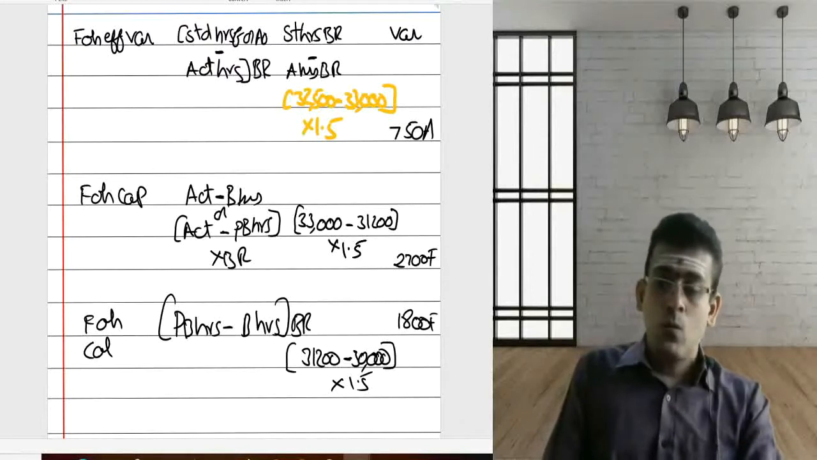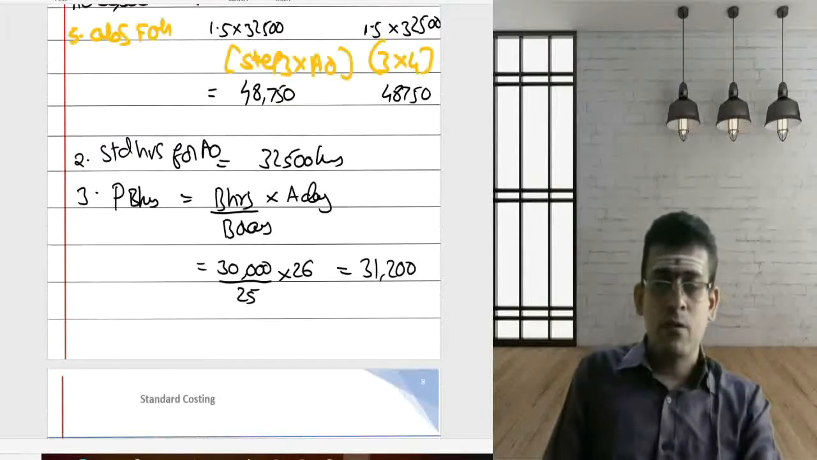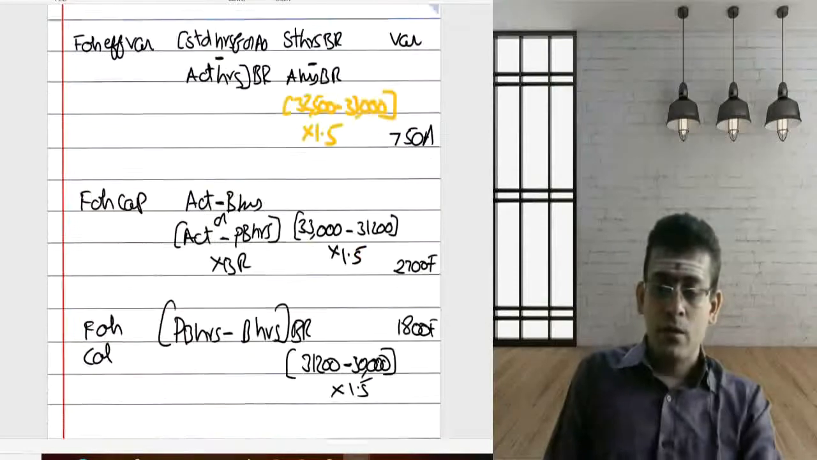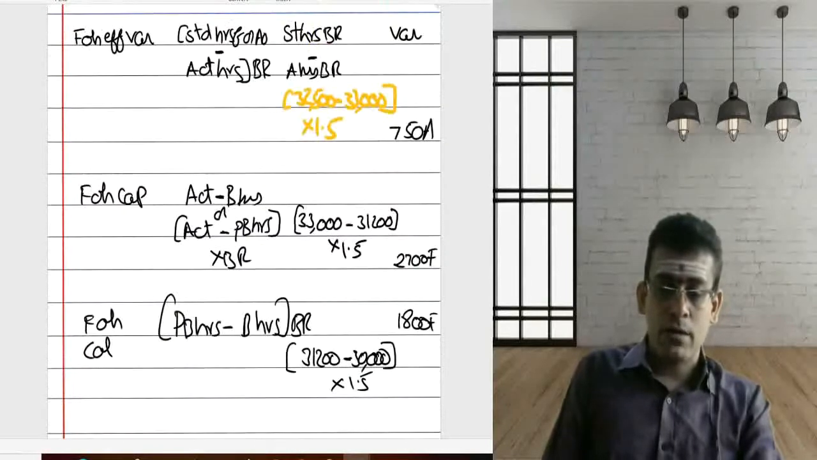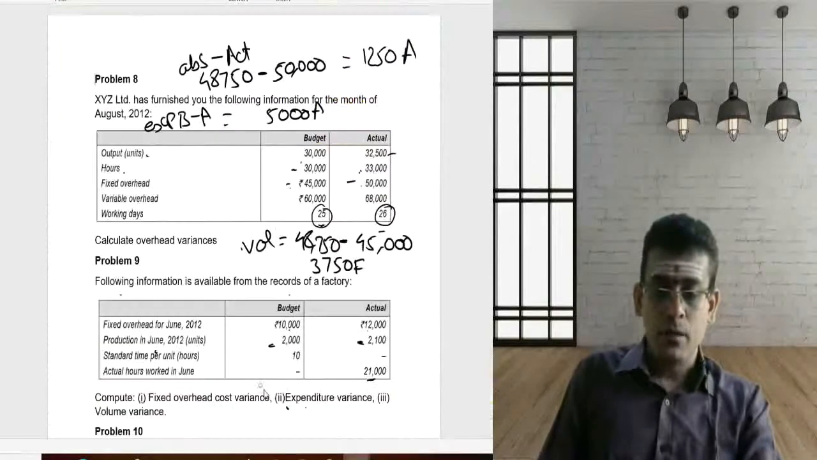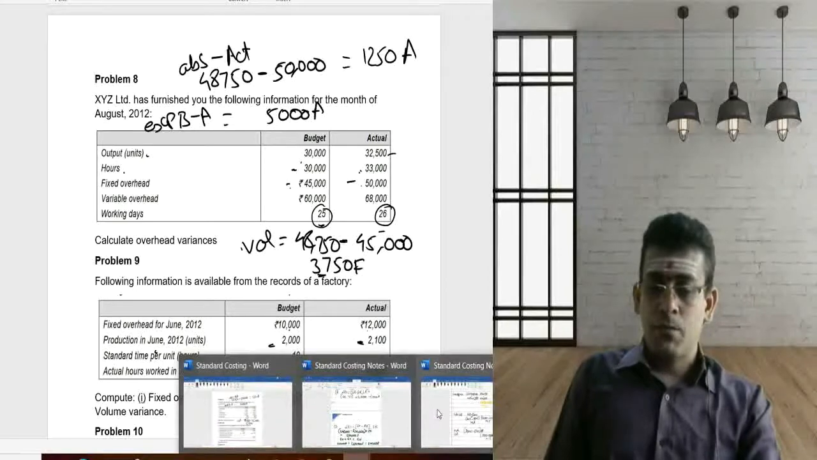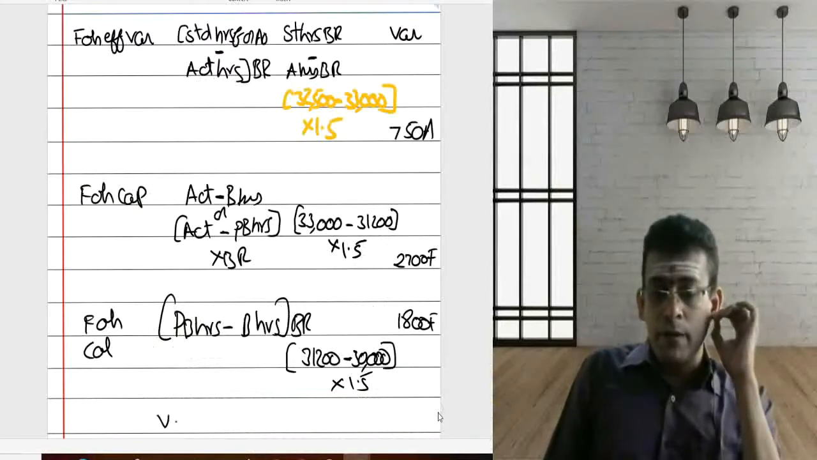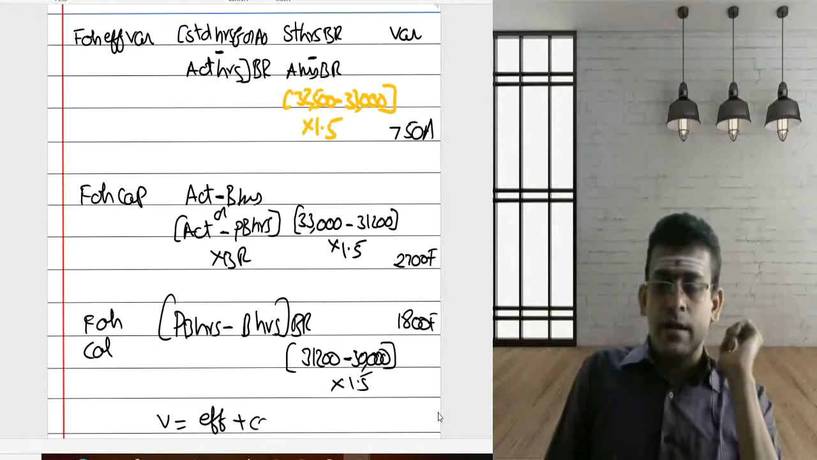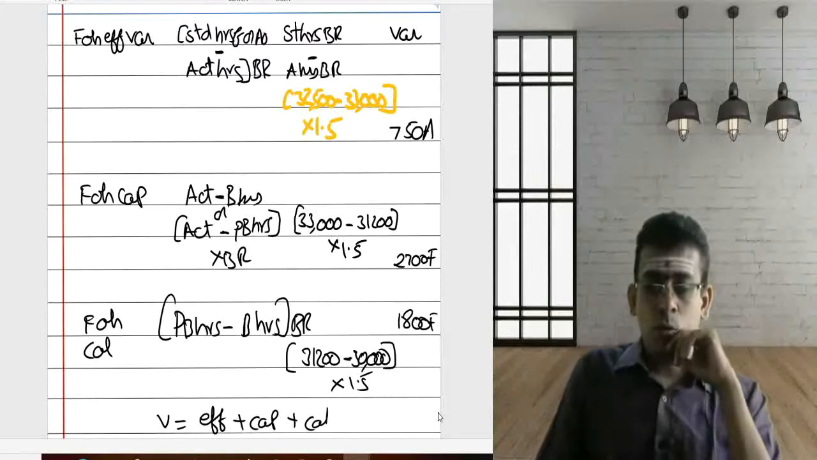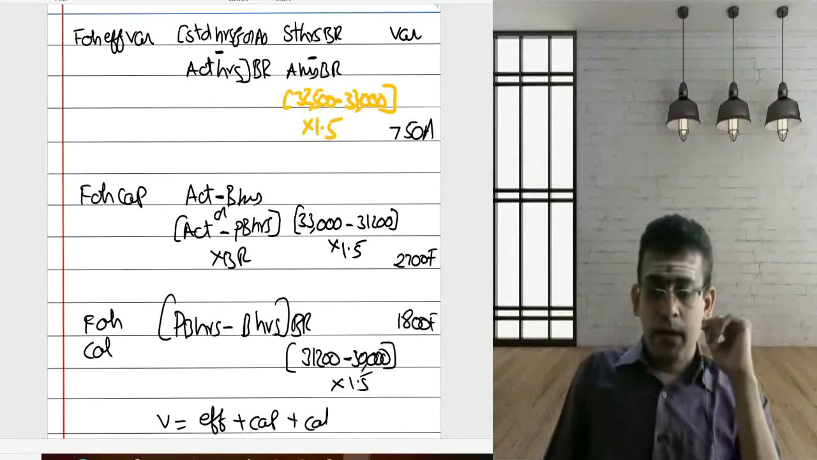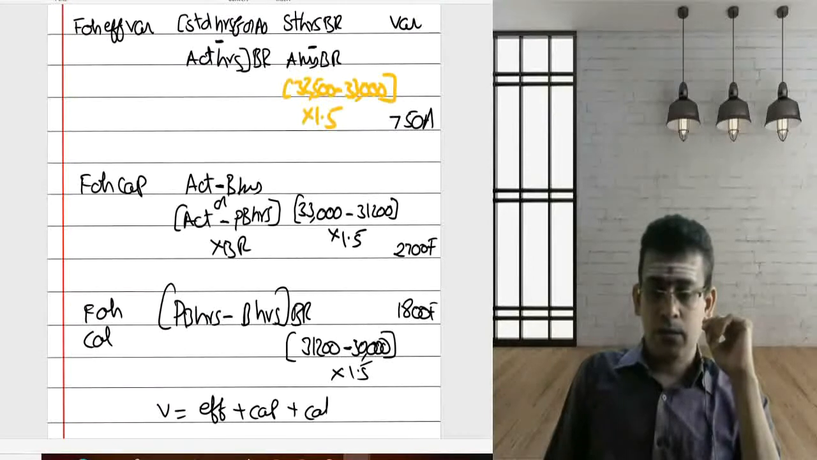1,800 favorable. What was your volume variance? Here we have calculated your volume variance. Let us see the question here. What is my volume variance? I am telling that my volume variance is 3,750. Let us check that. Let us prove it. Volume variance is equal to efficiency variance plus capacity variance plus calendar variance. Now, if I do the total, what is my efficiency variance?